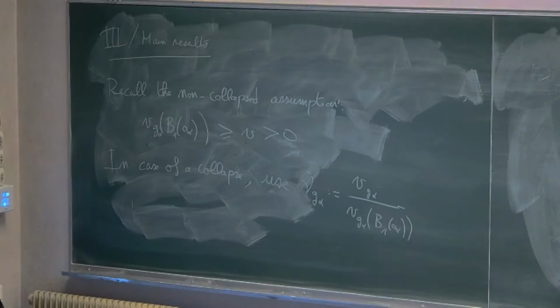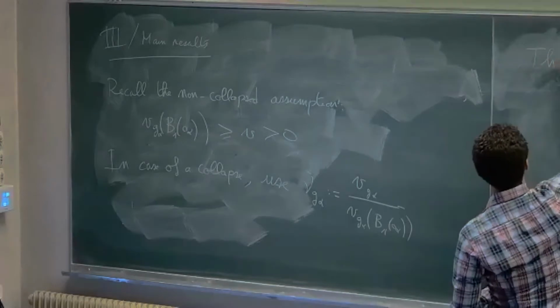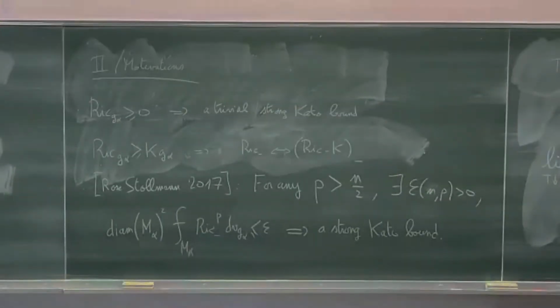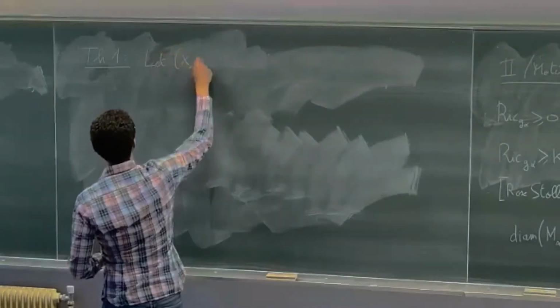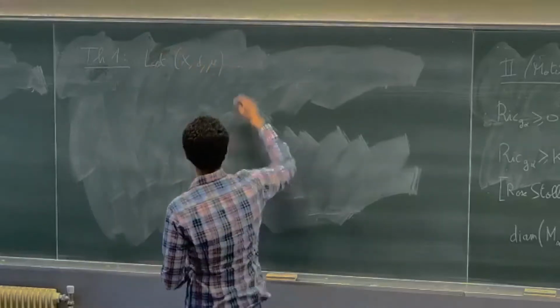The first one is about Kato limit spaces. So let X be a Kato limit space, possibly collapsed.